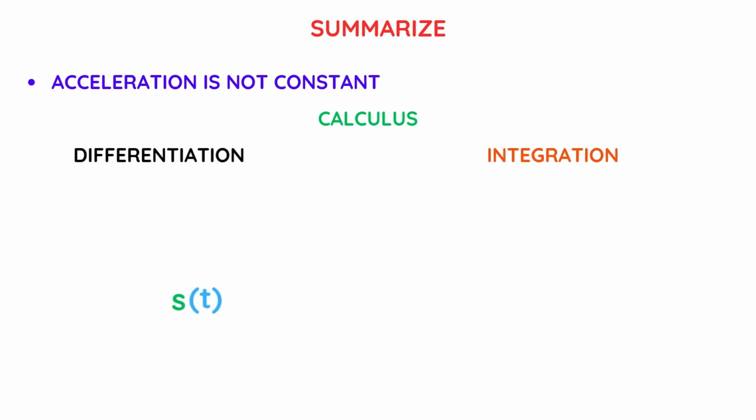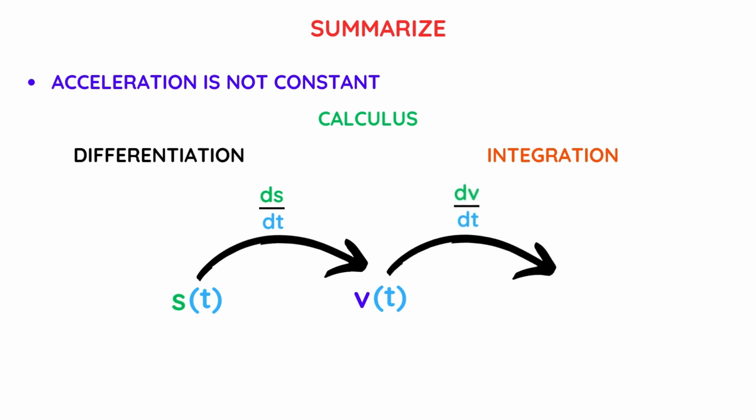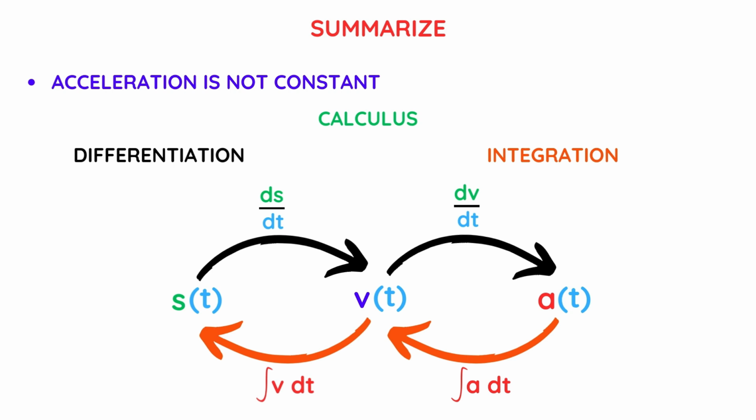If we are given displacement and need to find velocity, we can differentiate displacement with respect to time to get velocity. If we have velocity, we can differentiate it with respect to time to get acceleration. Similarly, when working in reverse, if we are given acceleration, we can integrate it with respect to time to get velocity. If we are given velocity, we can integrate it with respect to time to get displacement.